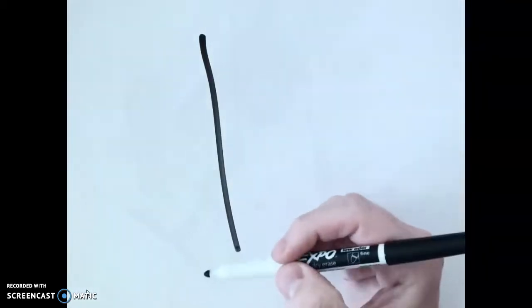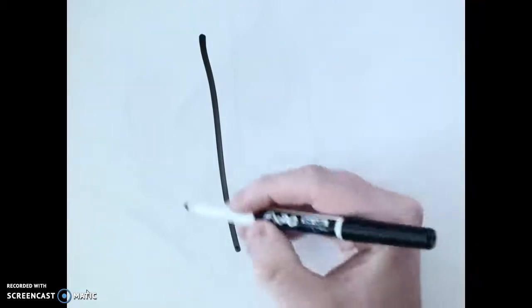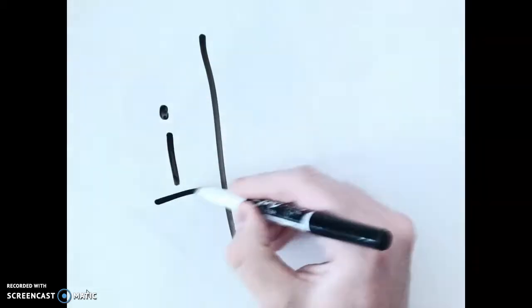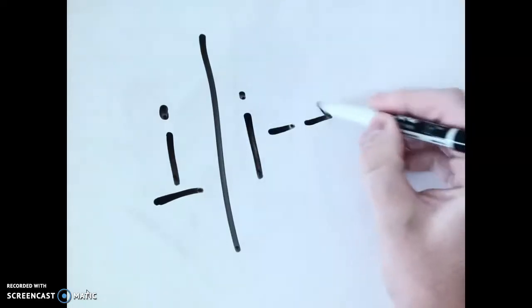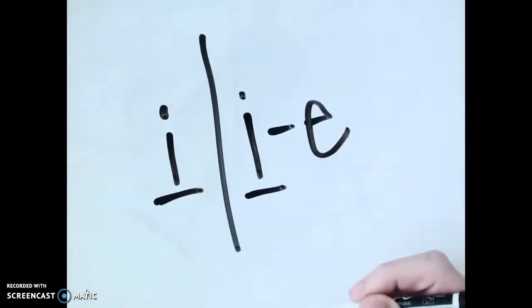Let's look at the two ways to do long I. Long I says I. So I says I, like in the word hi. I magic E says I, like in the word bike.